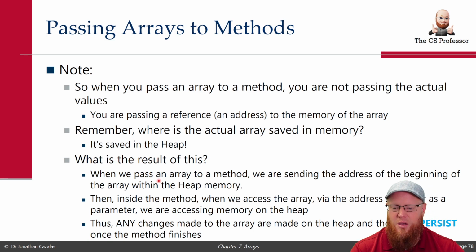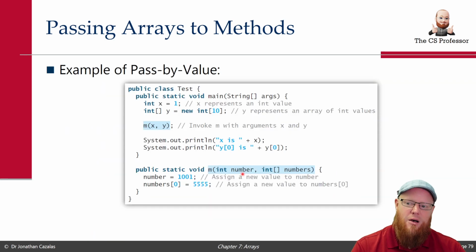What's the result of this? When we pass an array to a method, we are sending to that method the address of the beginning of the array within the heap memory. That's what's being sent over. And then inside that method, whenever we access the array via the address that we sent over, we're accessing the memory on the heap. The consequence and the beauty of all of that is that any changes we make to the array from within this method will persist outside of the method.